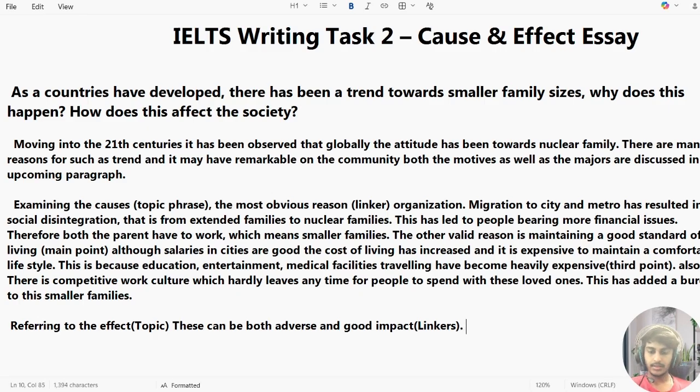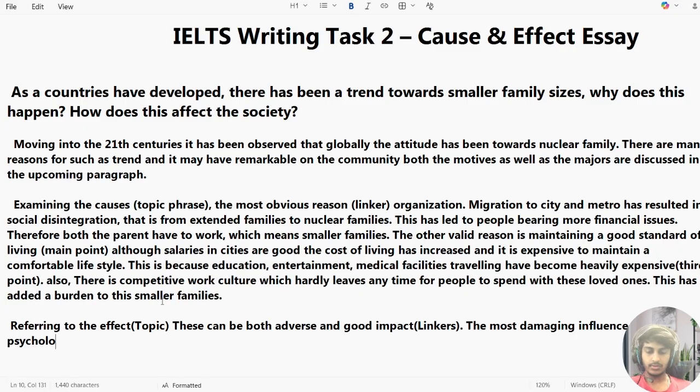But the most damaging influence is on the psychology of the people. It is the main point.